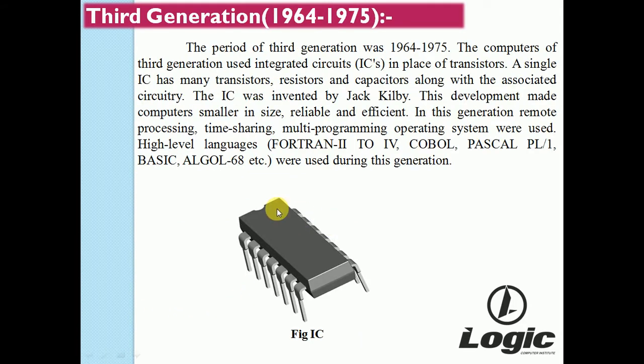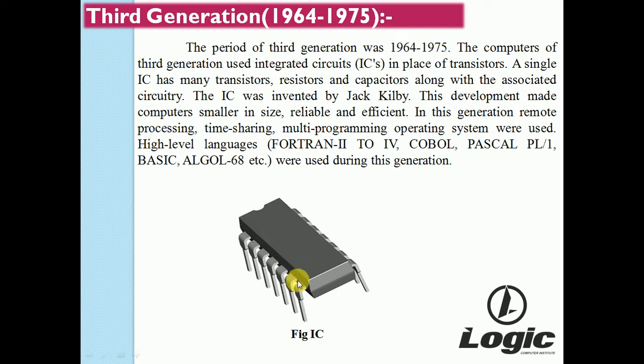Then third generation. The period of third generation was 1964 to 1975. The computers of this third generation used integrated circuits, that is IC, in place of transistors. A single IC has many transistors, resistors, and capacitors along with the associated circuitry. The IC was invented by Jack Kilby. This development made computers smaller in size, reliable, and efficient.